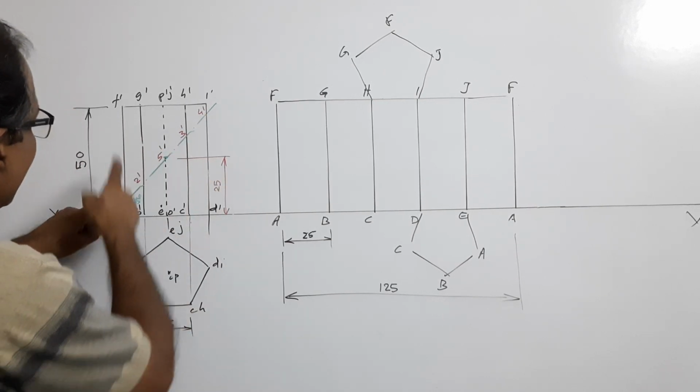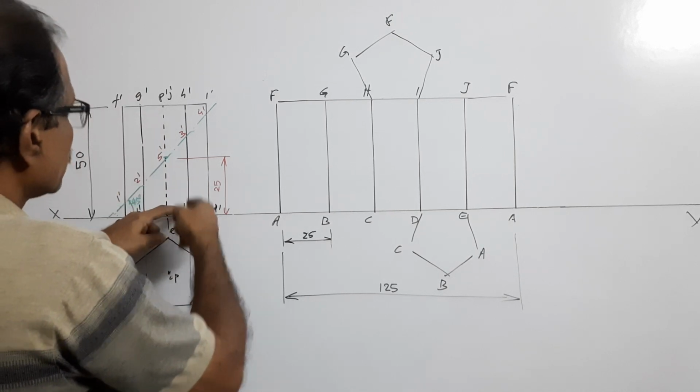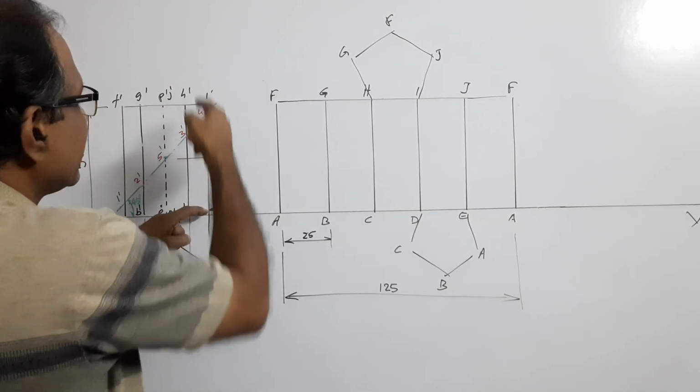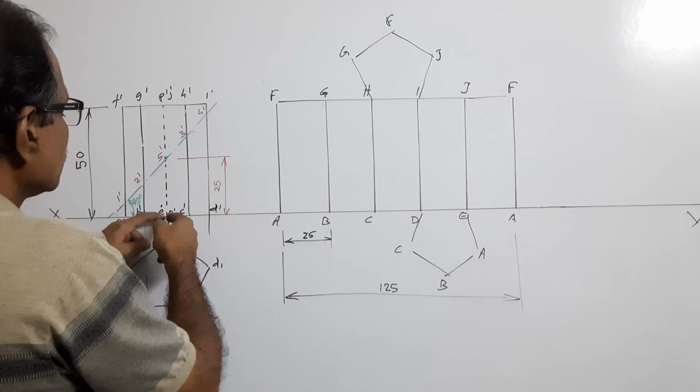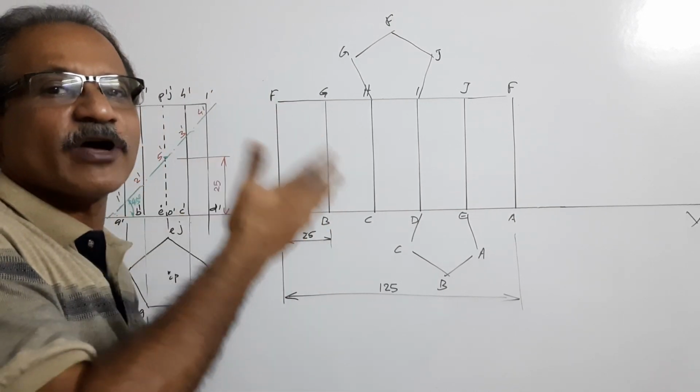1 dash is on A dash, F dash. 2 dash is on B dash, G dash. 3 dash is on C dash, H dash. 4 dash is on D dash, I dash. And 5 dash is on E dash, J dash. There are 5 vertical edges and therefore 5 points.